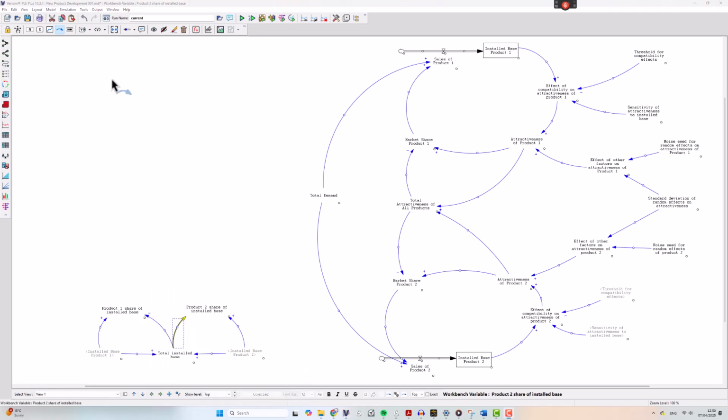Now for product 1 and product 2, there will be some initial installed base. People who already have the product. It may be 0, 1 or some other value. We'll add in a variable to control that. We'll connect that to the stock for each product.